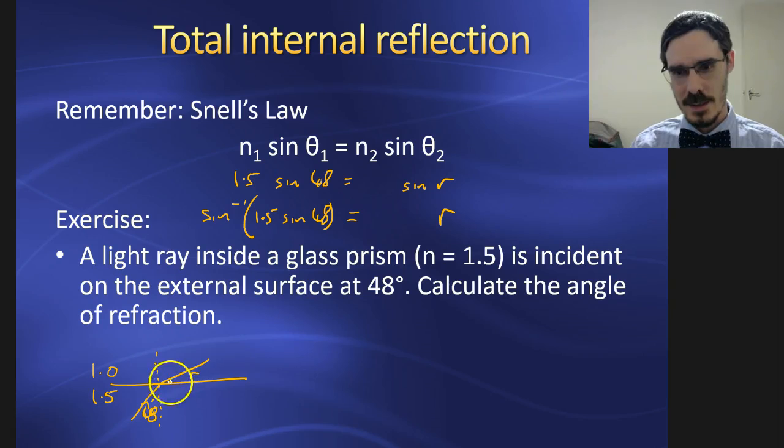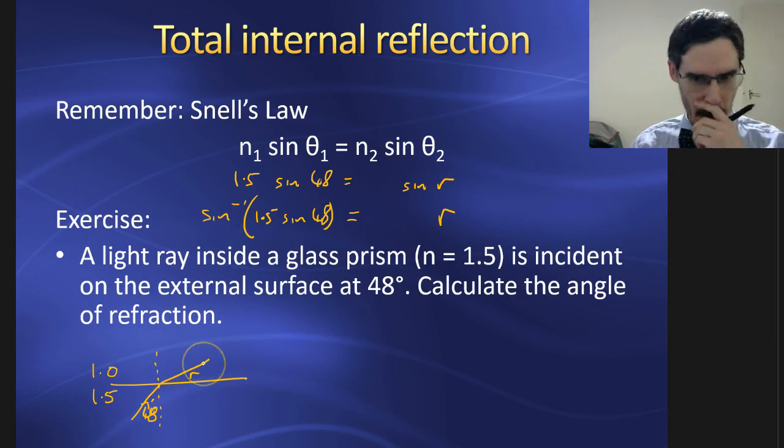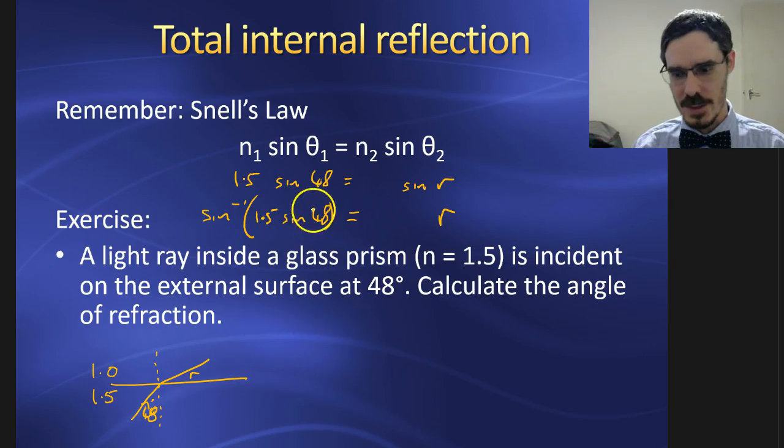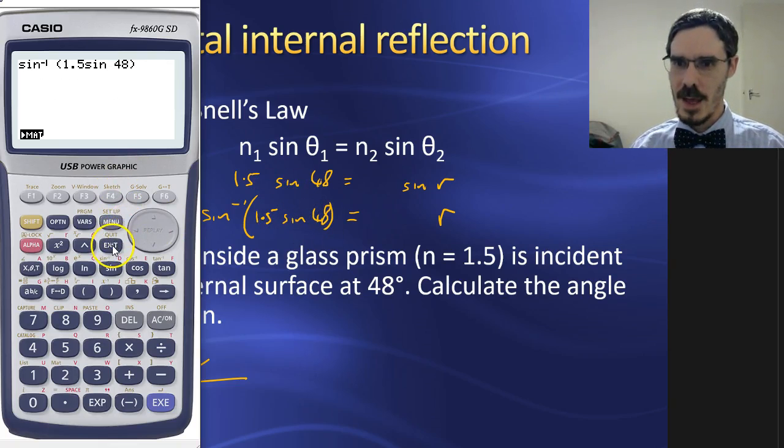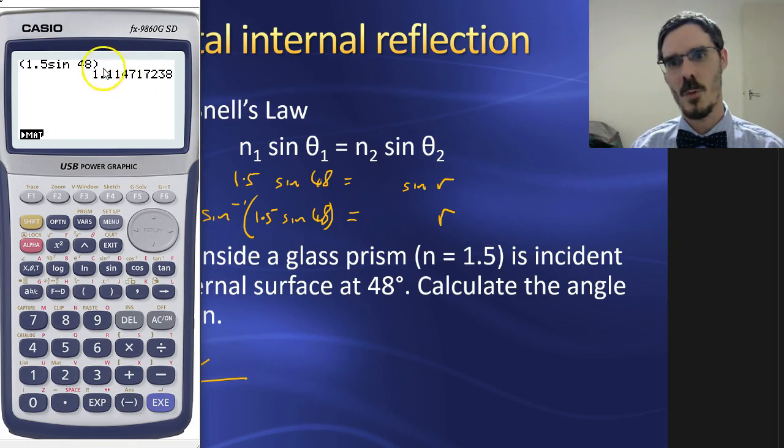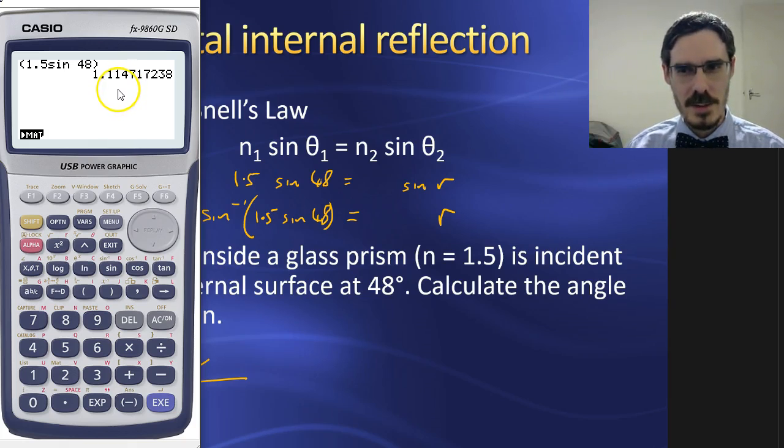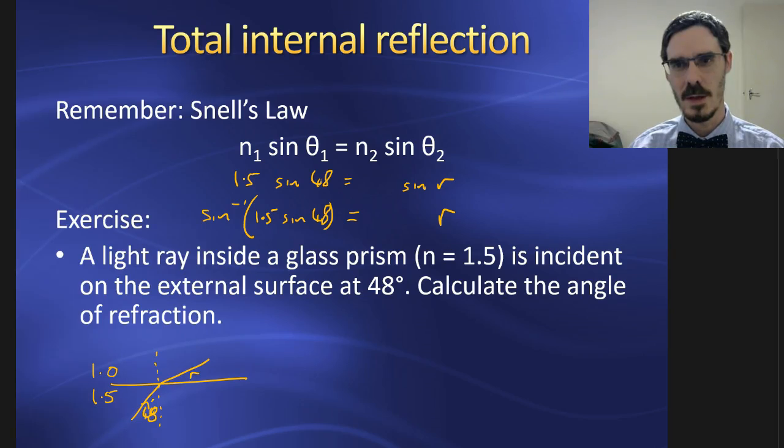The light ray coming in tries to refract. But have another look at this value. That value that's causing a problem is 1.5 sine 48. If I just evaluate that, I get 1.1. Wait a minute. Sine values can only go from -1 to +1. There is no angle which has this as its sine. That is to say, there is no angle R that can satisfy this equation.